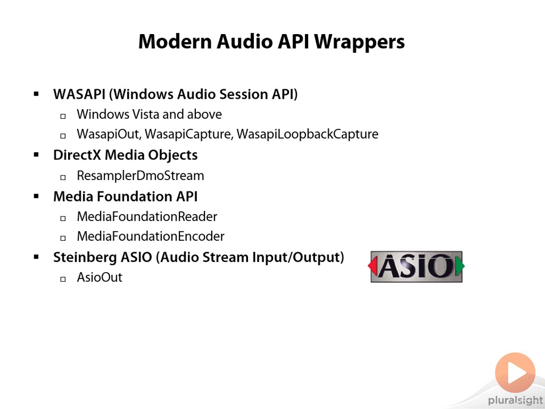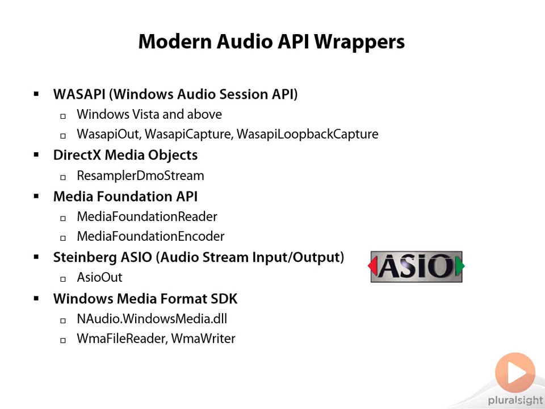NAudio also has a wrapper for an audio API that's not part of Windows at all, and this is the Steinberg ASIO API, which stands for Audio Stream Input-Output. To use ASIO, you need a sound card that's got ASIO drivers. And if you've done any home studio recording, you'll probably be familiar with ASIO drivers, as most professional audio sound cards come with an ASIO driver. NAudio has the AsioOut class, which not only lets you play back audio using ASIO, but lets you record as well. ASIO's big advantage is that it tends to allow much lower latency audio playback and recording than is possible with other APIs.